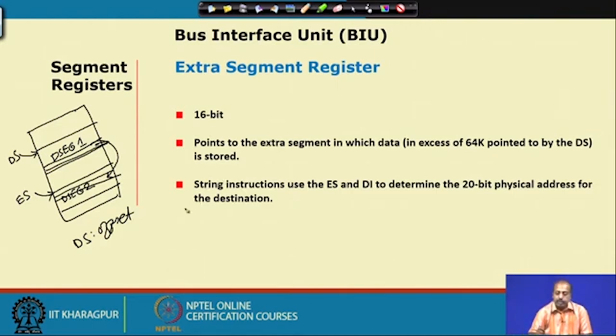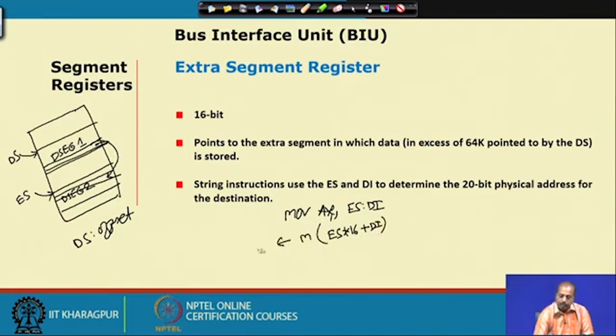The string instructions have this type of application, but in general I can say like move AX comma ES colon DI. So, we can have instructions like this. That way, the ES extra segment register multiplied by 16 plus DI, the content of that particular memory location will be coming to the AX register. This has a particular usage in the string instructions that we will see later, but otherwise also you can use this extra segment register.